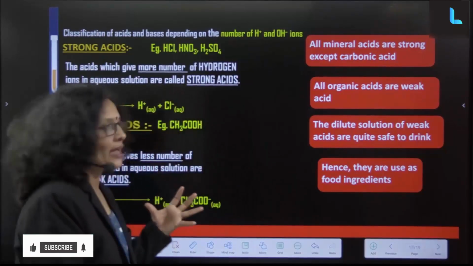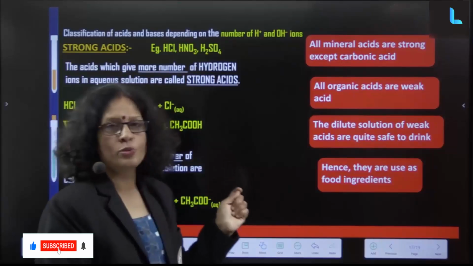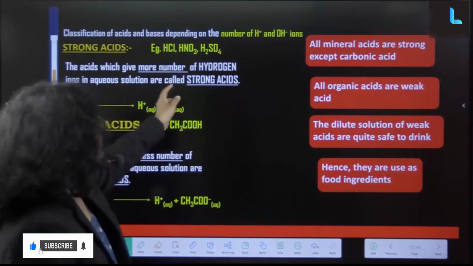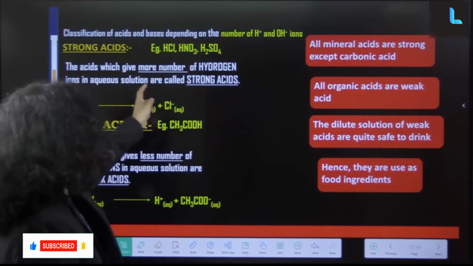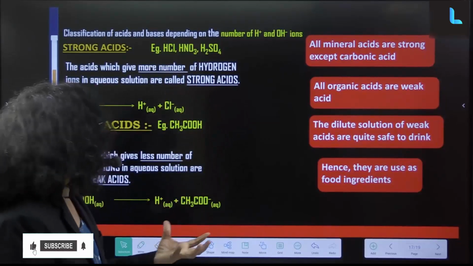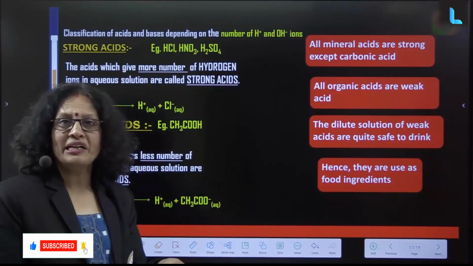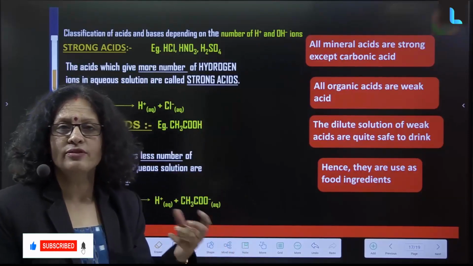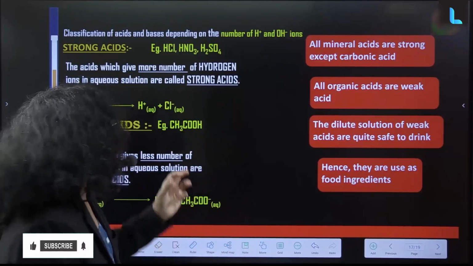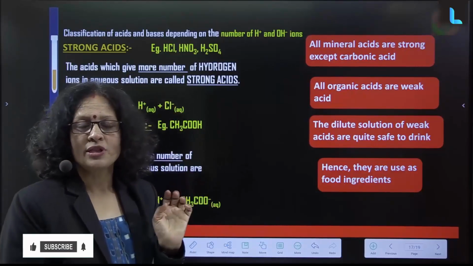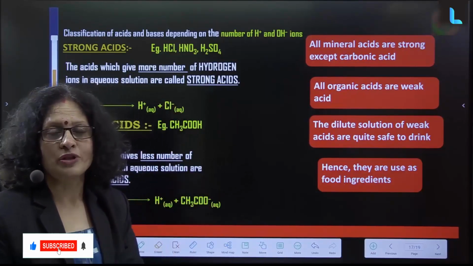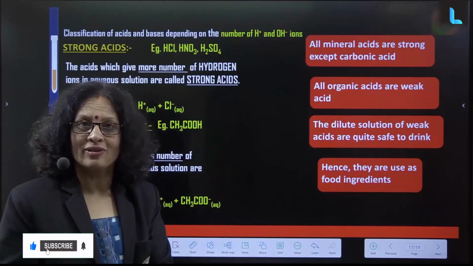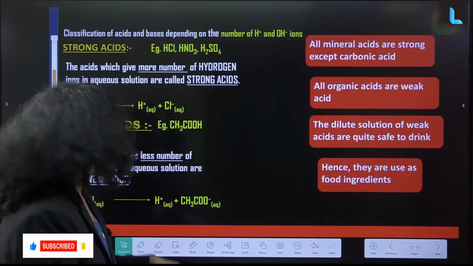Now see here, classification of acids and bases depends upon the number of H plus and OH minus ions. For example, acids which give a large number of hydrogen ions in aqueous solution are called strong acids, as they ionize completely to give lots of hydrogen ions. HCl when ionized completely gives lots of H plus ions in the solution. H2SO4 gives lots of H plus ions in solution. HNO3 gives lots of H plus, complete ionization. The complete molecule converts into ions. So they are called strong acids.